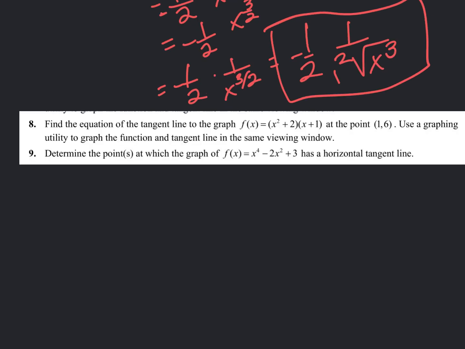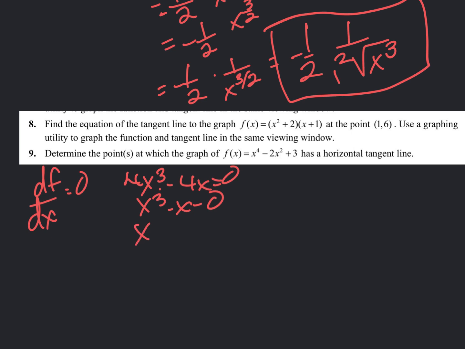Okay, now we're going to do number 9 of lesson 8. Determine the points at which the graph of f of x equals x to the 4th minus 2x squared plus 3. Alright, we're going to start with the derivative of f over the derivative of x equals 0. And then we use the power rule to substitute. So 4x cubed minus 4x equals 0. X cubed minus x equals 0.